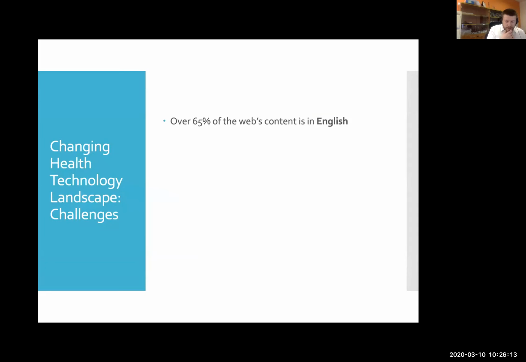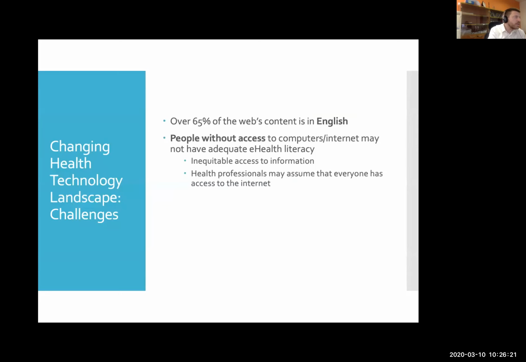The problem we are facing in this context is that the content available online is mostly in English, about 65% of the content. And so we have a problem, first of all, accessing health information. Not everyone has internet access, so we still have some spots in Lebanon and elsewhere in the world where people do not have access to the internet.